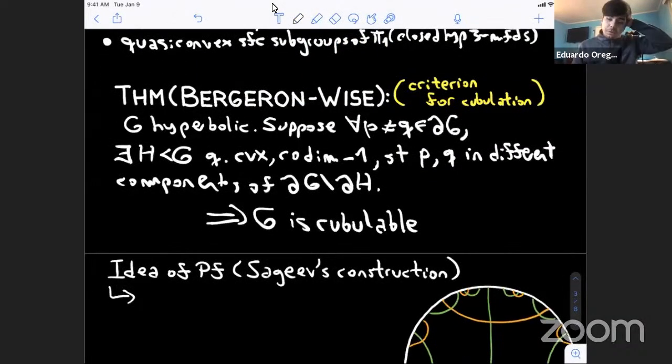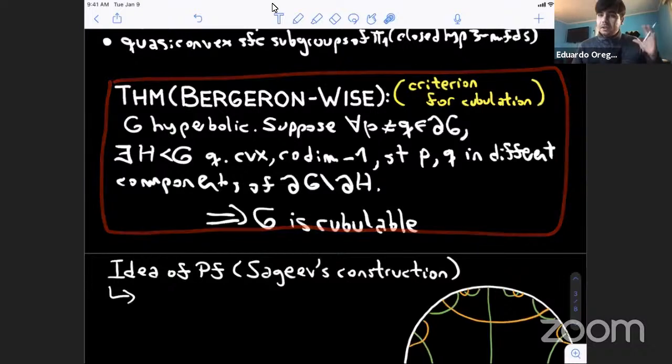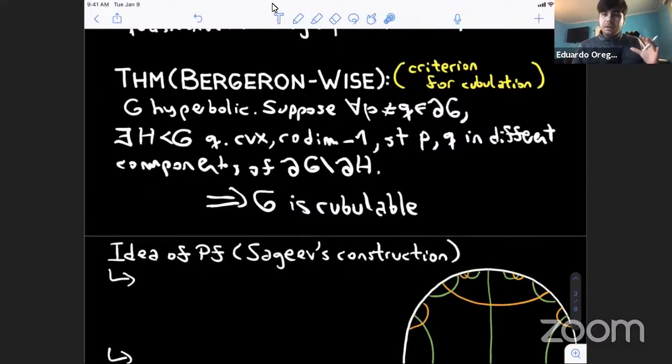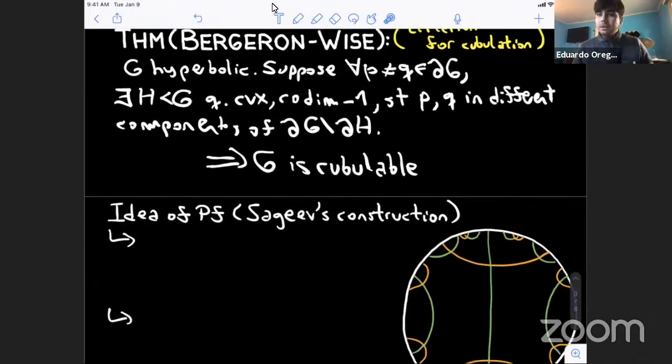Okay, so I want to give you an idea of the proof. In this statement, the good point is that I can draw the boundary, so now I can draw pictures, but the lesson from the proof is that it's a Sageev construction which works each time we have enough codimension one subgroups that are not necessarily quasi-convex, and that don't necessarily come from hyperbolic groups. So what is the idea?